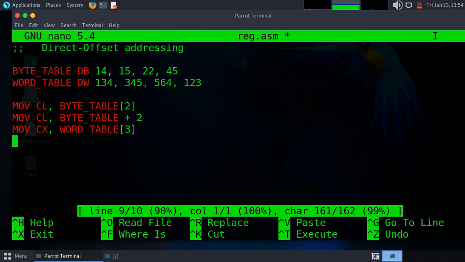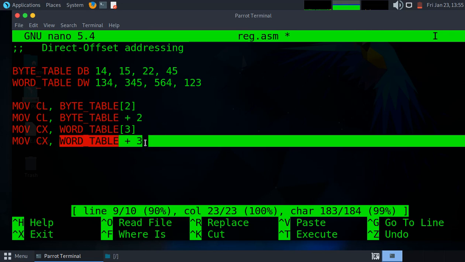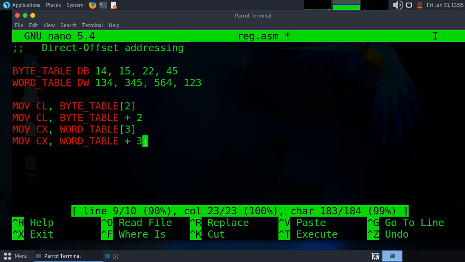Okay, and we can do the same as we did previously when we used the plus operator. We can use word underscore table, like that, and then we can use plus 3, like that. And this one is going to give us access to the fourth element of the word table. Okay, so in the next part we shall take a look at indirect memory addressing. So take a look at that one.